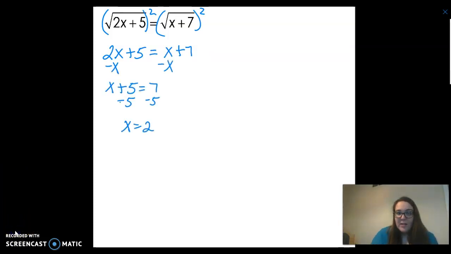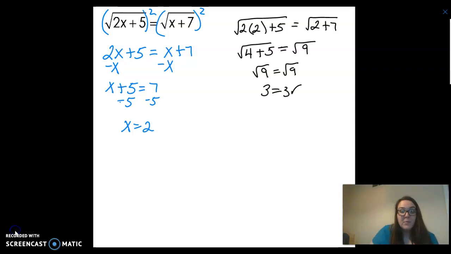Alright, I got x equals 2. I want you now to see if x equals 2 works. Alright, x equals 2 did check out, so that is our solution.